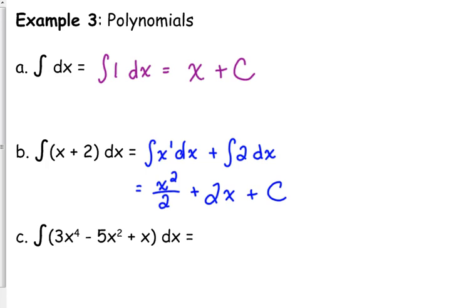Again, real quick check, take the derivative. Derivative of x squared over 2: the 2 cancels, subtract 1, you get x. Derivative of 2x is 2. Constant is 0.